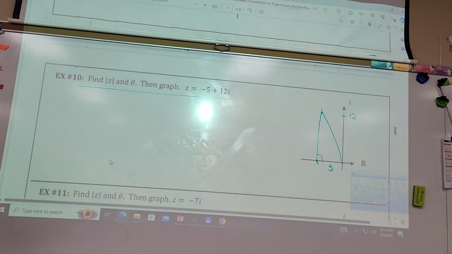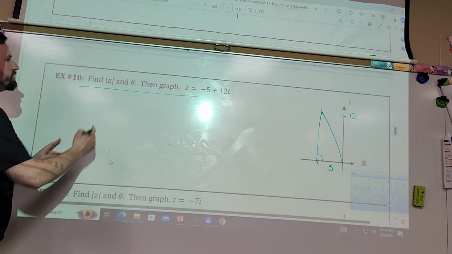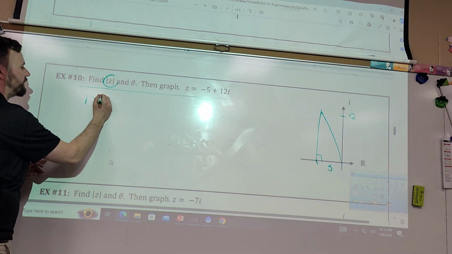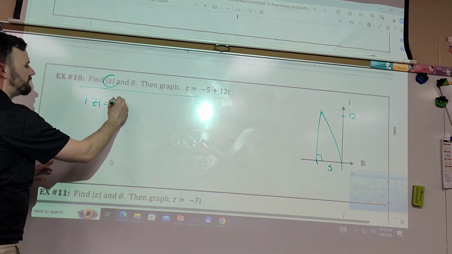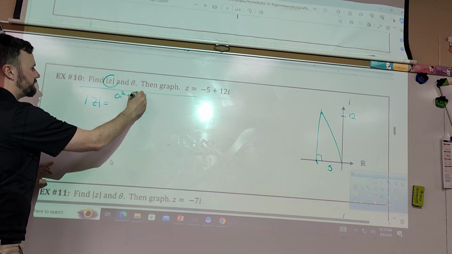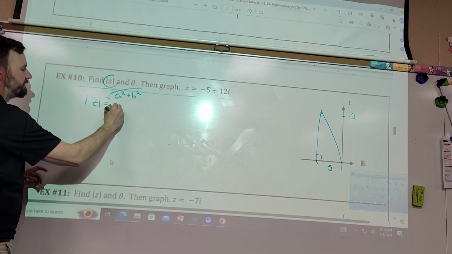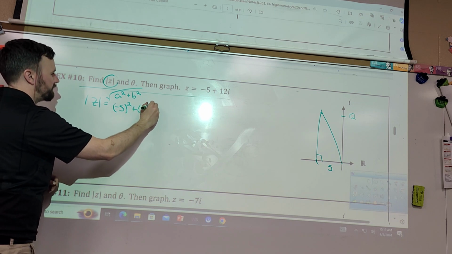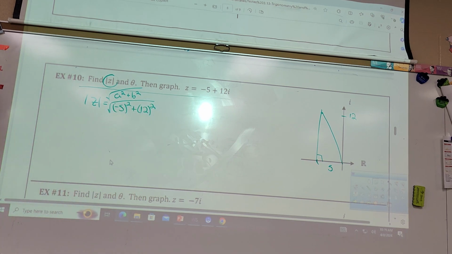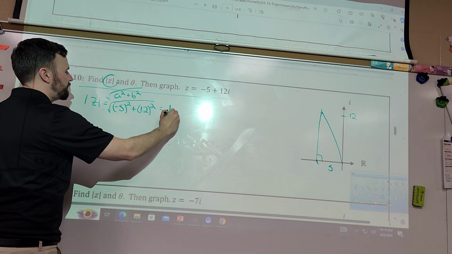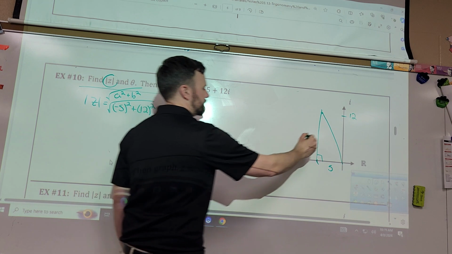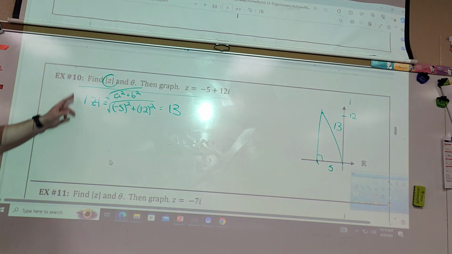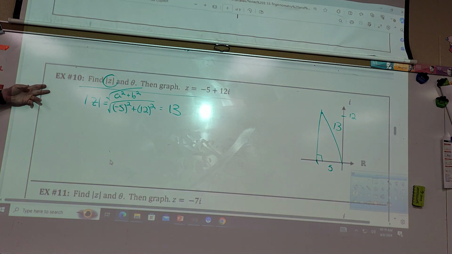Now, let's just do it. So what's this absolute value of z? How do I do that? I'm going to do a squared plus b squared, right? What's my a and my b? -5 and 12. And that equals 13. So my magnitude of z is 13. The hypotenuse is 13.